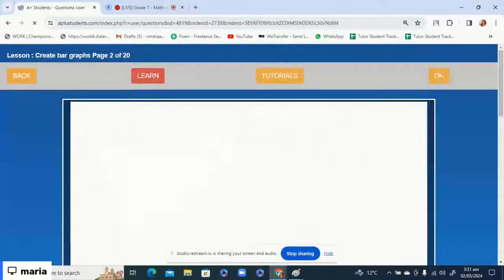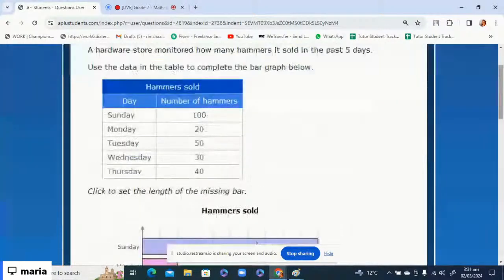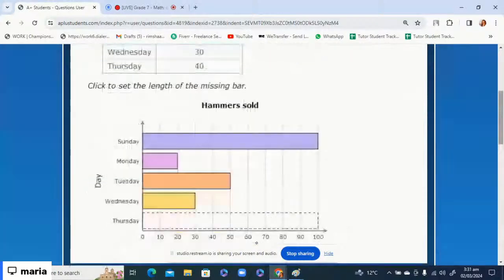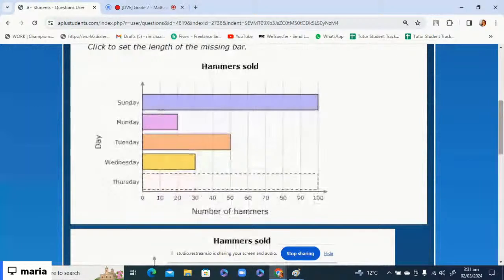Now, a hardware store monitored how many hammers it sold in the past 5 days. Use the data in the tables to complete the bar graph below. This is basically the hammers sold, with the days given, Sunday to Thursday, and the number of hammers given. How are we going to find it out? The day and the number of hammers.